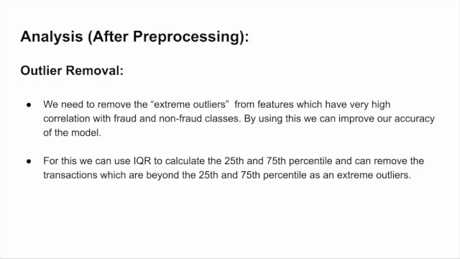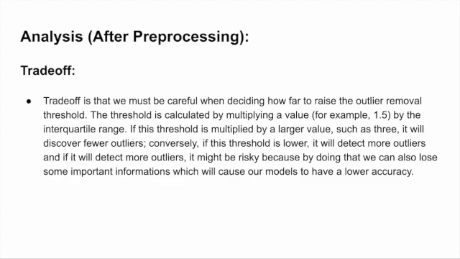Now we have done the outlier removal. We need to remove the extreme outliers from features which have very high correlation with the fraud and non-fraud class. By using this we can improve the accuracy of the model. For this we have used the IQR to calculate the 25th and 75th percentile, and removed the transactions which are beyond the 25th and 75th percentile as extreme outliers.